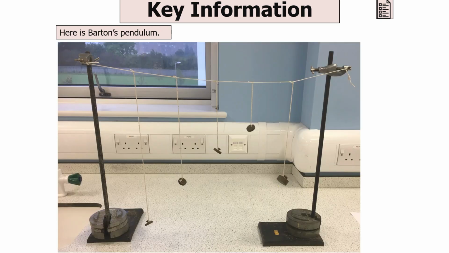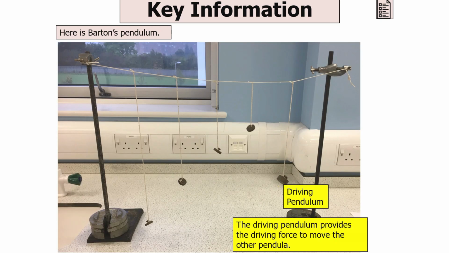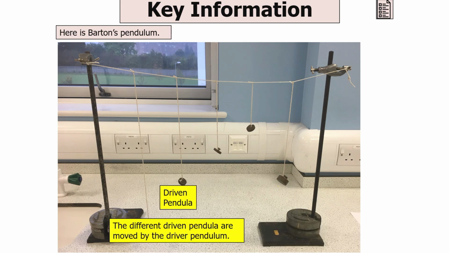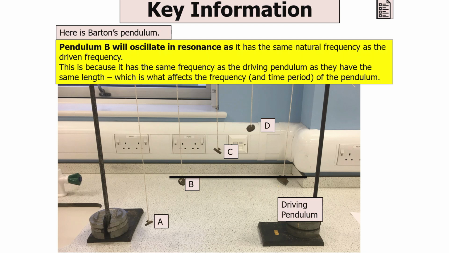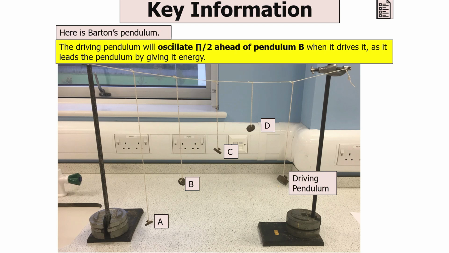So here's a picture of Barton's pendulum. We have our driving pendulum, which provides the driving force to move the other pendula. And here are our driven pendula. The different driven pendula are moved by the driving pendulum. Now, in this example, pendulum B will oscillate in resonance as it has the same natural frequency as the driving frequency. This is because it has the same frequency as the driving pendulum, as they have the same length, which is what affects the frequency and time period of the pendulum. Now, the driving pendulum will oscillate pi/2 radians ahead of pendulum B, as when it drives it, it leads the pendulum by giving it energy.